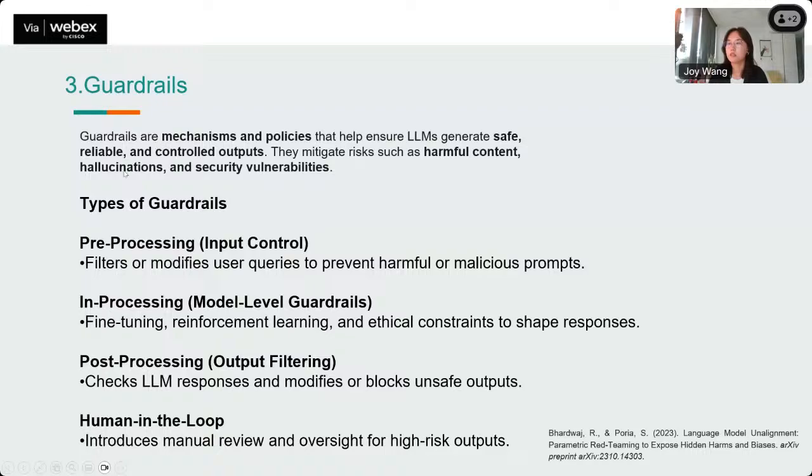So the third approach is using guardrails, and this will be our focus of today's lecture. Guardrails are essentially a mechanism or policy that helps to ensure the large language model generates a safe, reliable, and controlled output. This helps mitigate risks such as harmful content, hallucination, and security vulnerability. You may be wondering why we want to control the large language model's output.